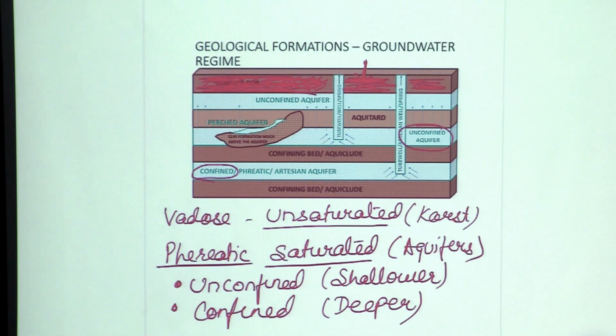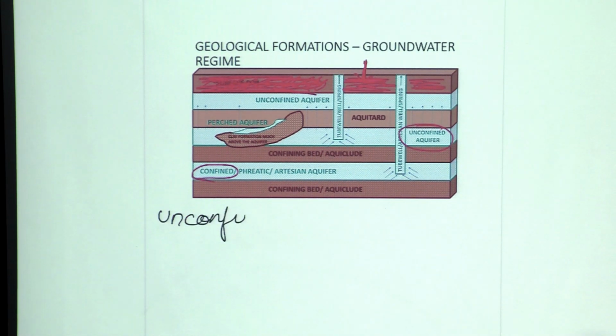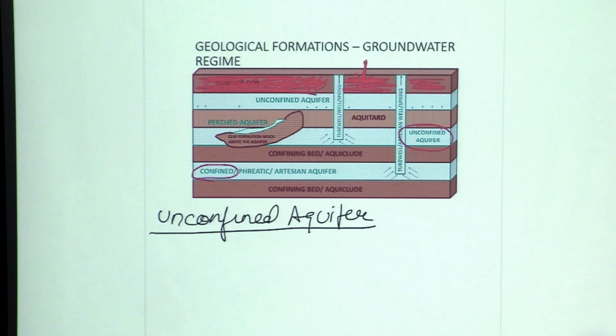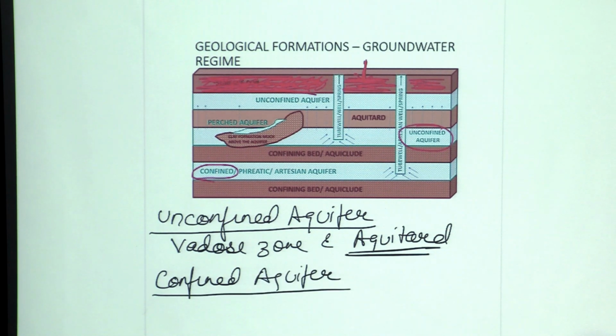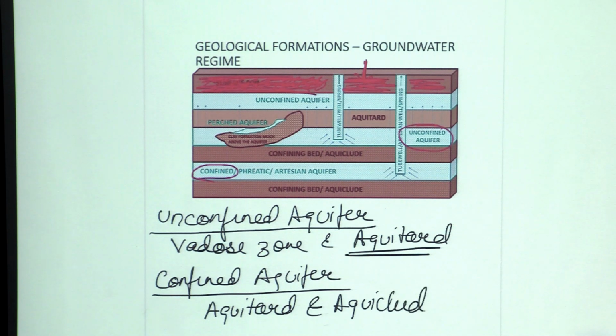This doesn't complete. So what do we have to add? The unconfined aquifer lies between the vadose zone and aquitard, a new term, whereas the confined aquifer is largely confined between aquitard and aquiclude. Read these terms in the diagram.